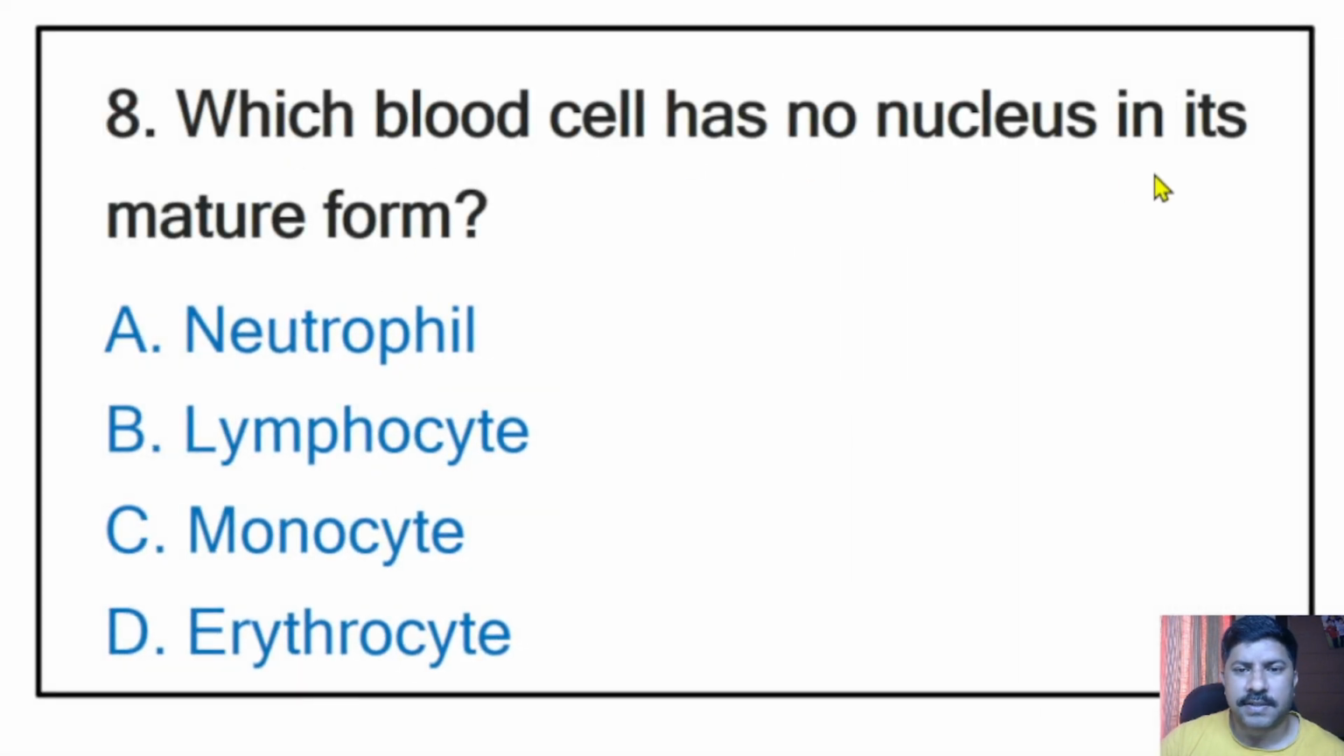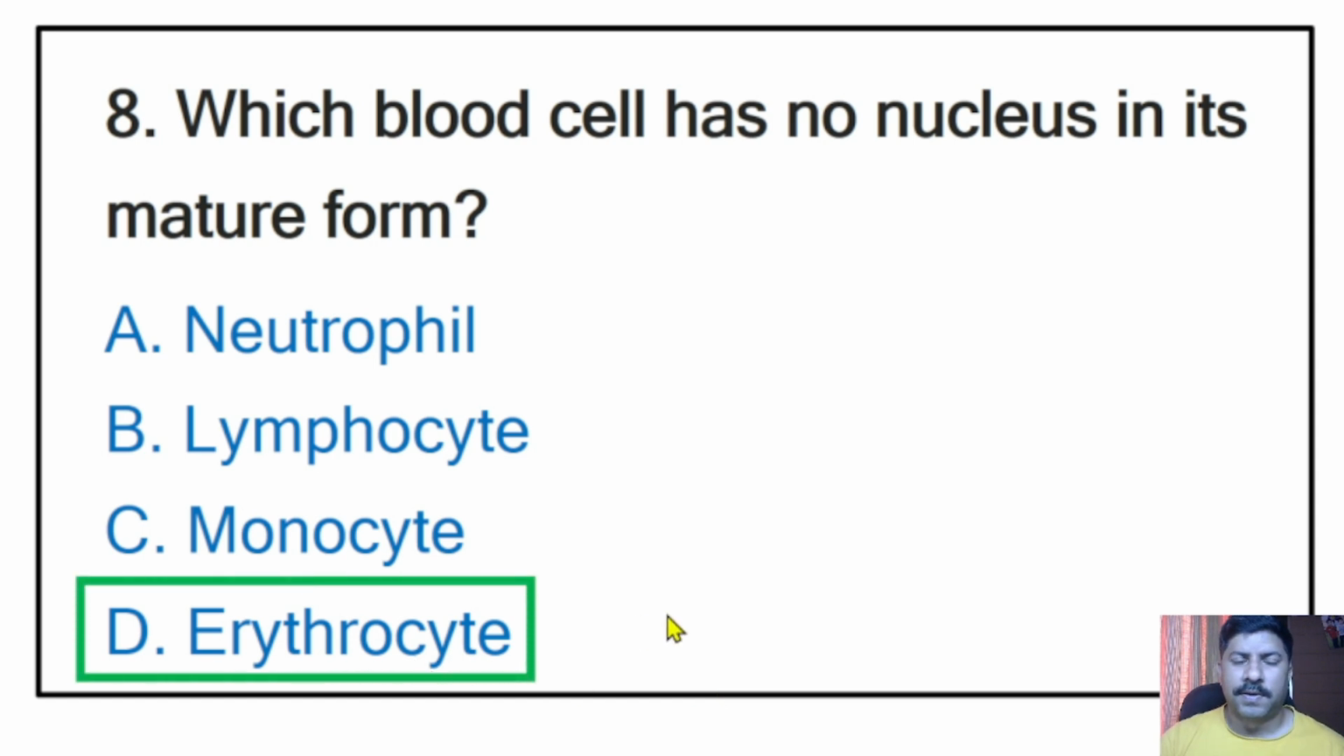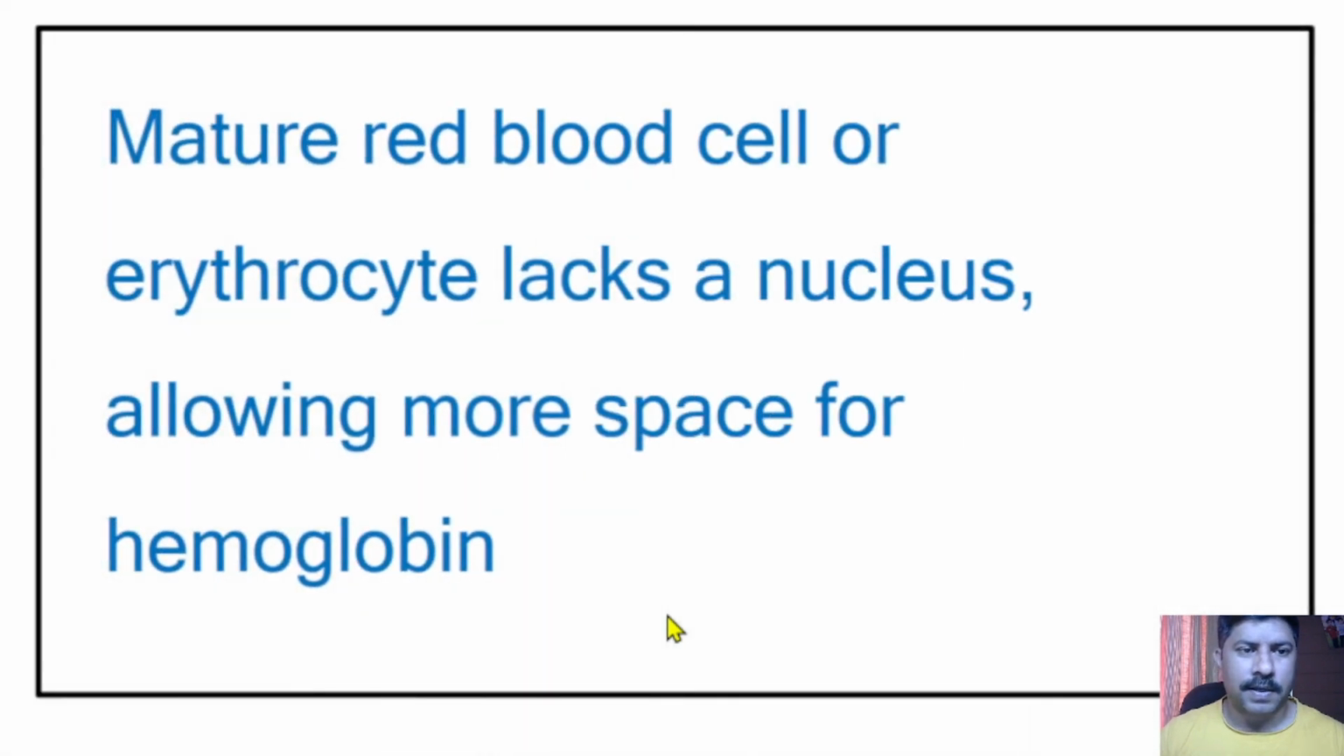Which blood cell has no nucleus in its mature form? Neutrophils, lymphocytes, monocytes, erythrocytes. Correct answer here, erythrocytes. During the production of RBCs, there will be a nucleus in the RBCs, but in the maturation process, it will lose its nucleus. So in mature RBCs, there will not be a nucleus. Mature red blood cells, or erythrocytes, lack a nucleus, allowing more space for hemoglobin.